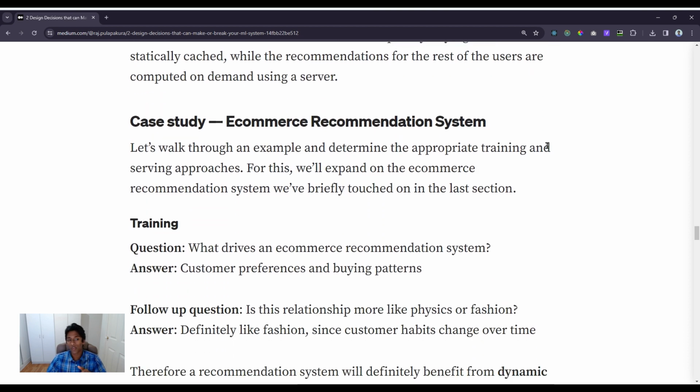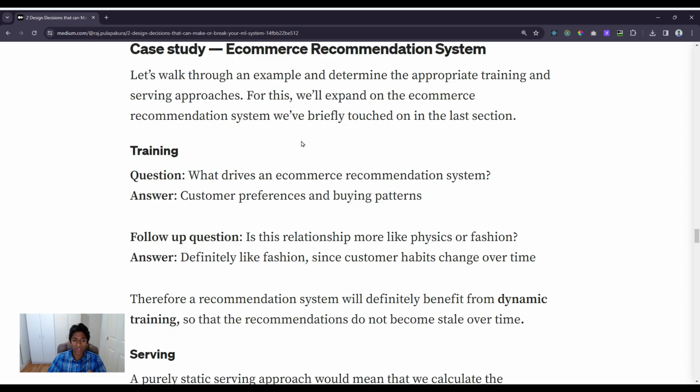I think it would be useful to go through a case study to understand what are the kind of questions we want to ask and how we will decide whether to use static or dynamic training and static or dynamic serving. So in this example, we're going to expand on the e-commerce recommendation system we briefly touched on. For training, the question we want to ask is, what drives an e-commerce recommendation system? Well, it's customer preferences, right? Because as customer preferences change, the recommendations should also change in line with those ever-evolving customer preferences.